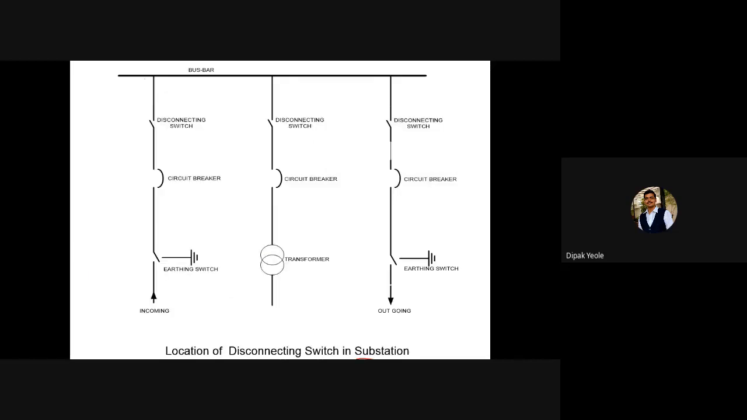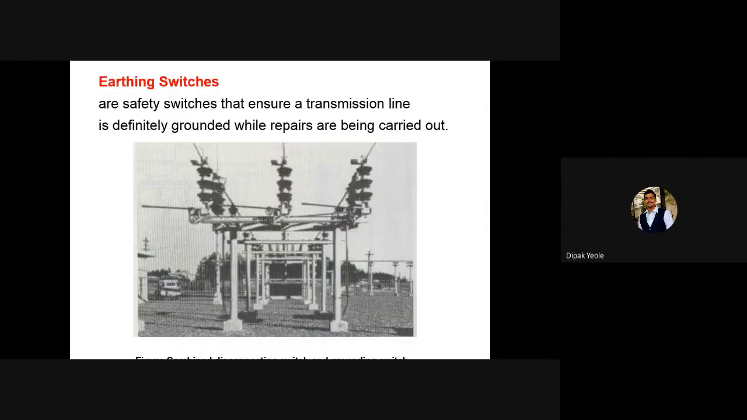So I told you after the bus bar you have to use the disconnecting switch, and then you have to use the circuit breaker, and then again you have to use the incoming, or you can say the earthing switch. Okay, so this is the perfect assembly, or you can say the sequence, of the disconnecting switch, circuit breaker, and earthing switch. Okay, so these are the earthing switches. One can see over here the earthing switches are connected to earth.